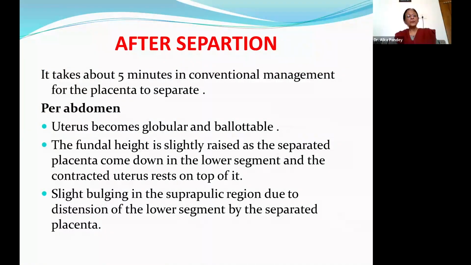Now, it takes about 5 minutes in conventional management for the placenta to separate. So, when you feel per abdomen, the uterus is globular, hard, and ballotable. The fundal height is slightly raised as the separated placenta comes down in the lower segment and the contracted uterus rests on the top of it. Slight bulging in the suprapubic region due to distension of the lower segment by the separated placenta occurs. Next.